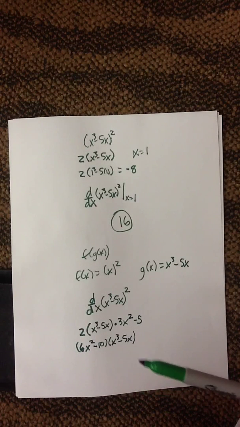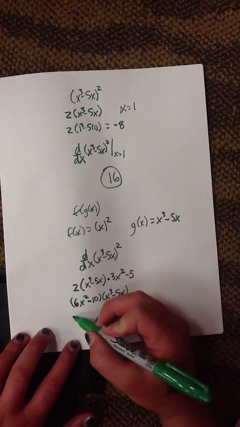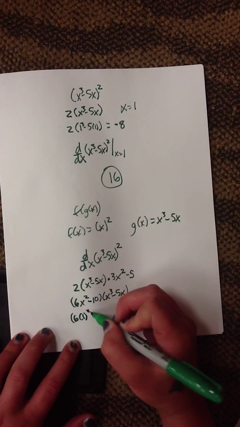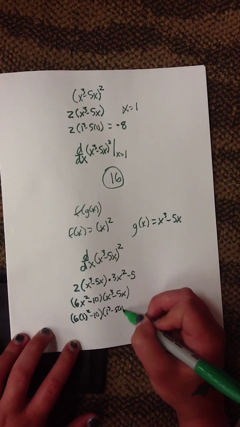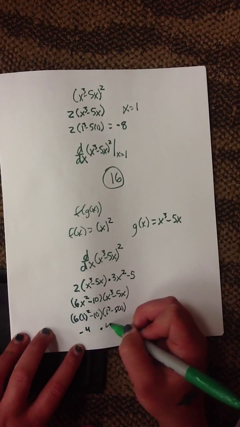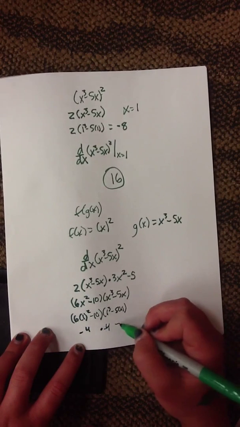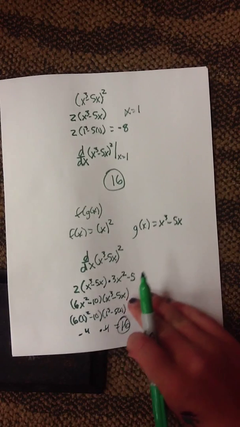So let's check this against what we plugged into the calculator. Plug in 1. And we get -4 times -4 equals 16. Let's look at another example.